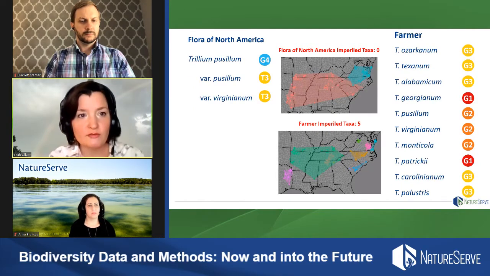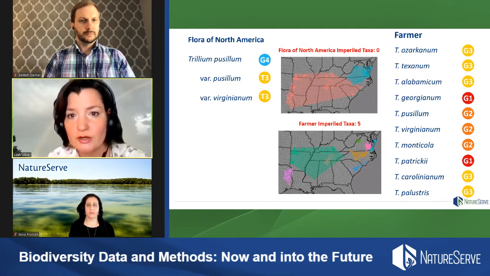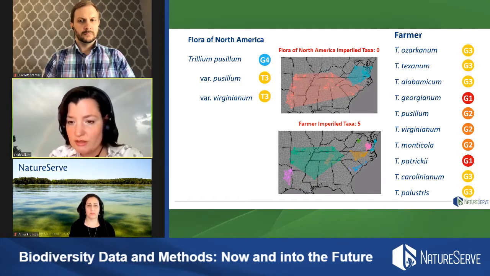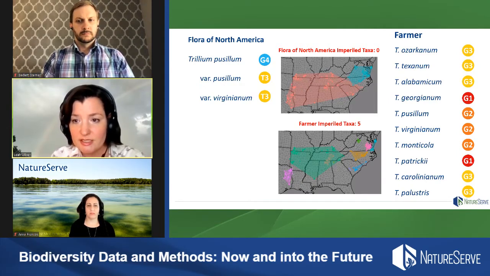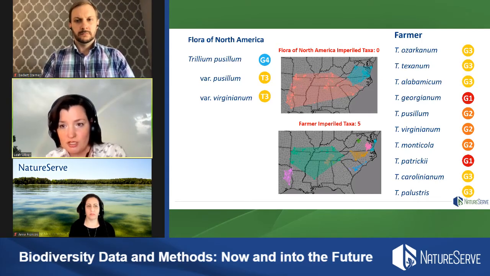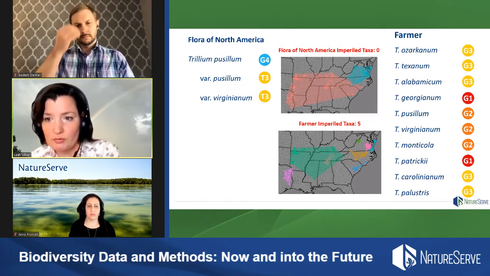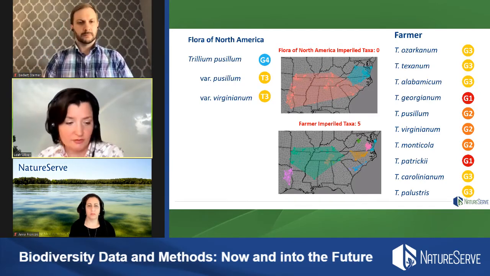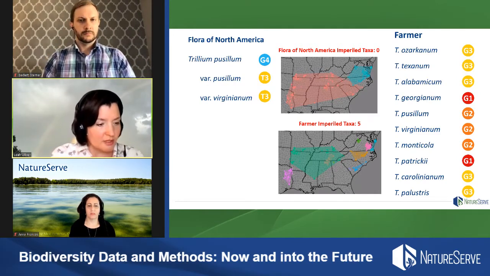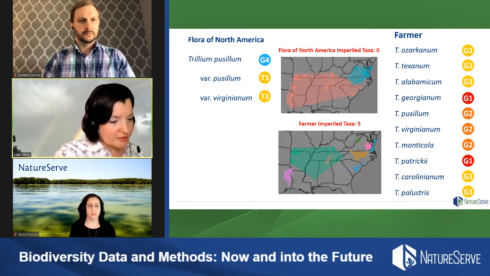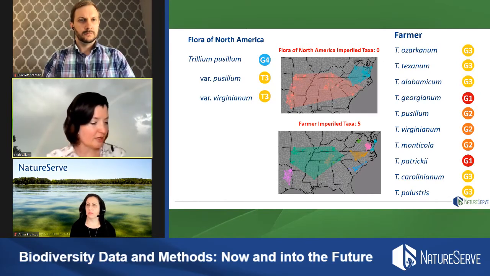Okay, now we're looking at Flora of North America compared to Farmer. Farmer is the treatment that recognizes 10 distinct taxa, and her treatment, run through the calculator, produced five different imperiled taxa. So really the question is, what difference does this make?